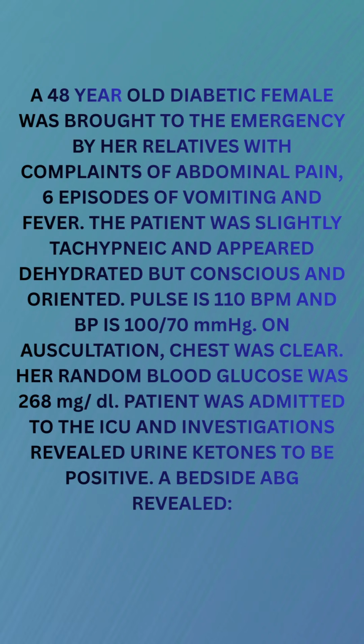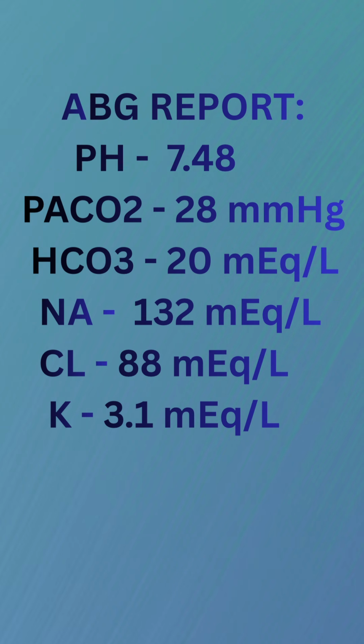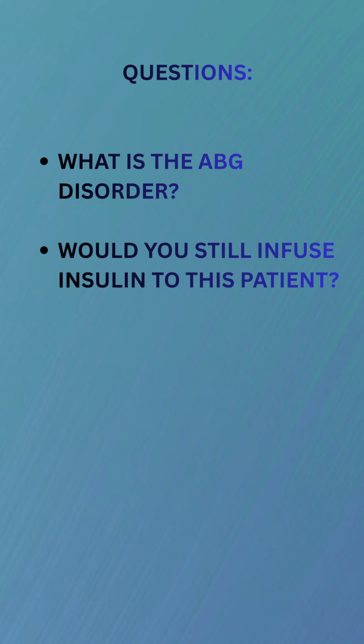Random sugar was 268 milligrams per deciliter. The patient was admitted to the ICU, and investigations revealed urine ketones to be positive. So, the ABG revealed the following. So kindly look at the bicarbonate, the sodium and the chloride levels carefully. The PaCO2 is 28 and pH is 7.48 in this patient. So what is the ABG disorder and would you still infuse insulin to this patient? Let's find out.